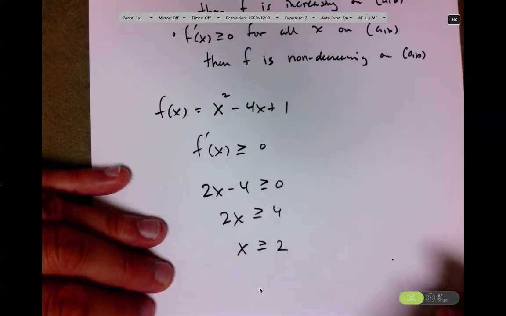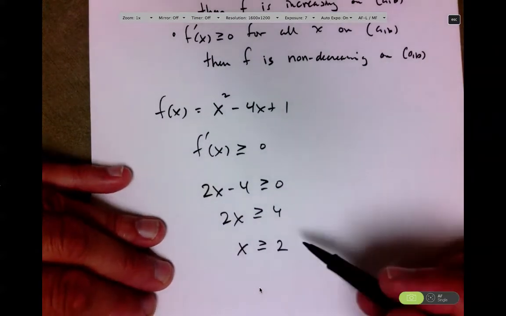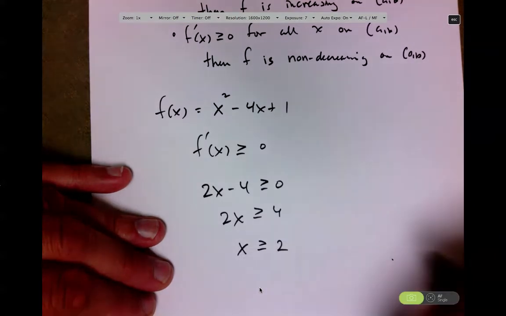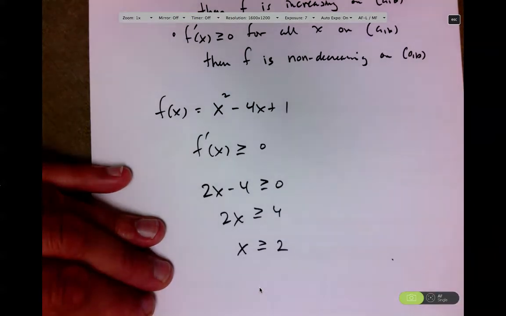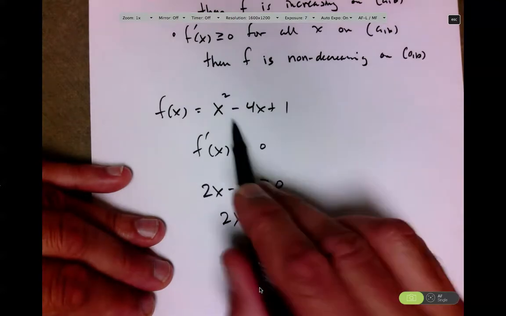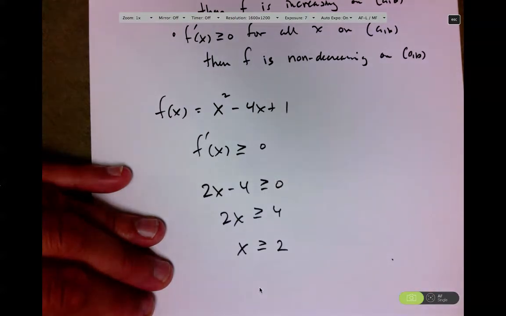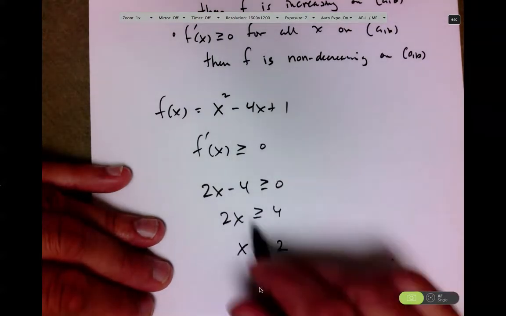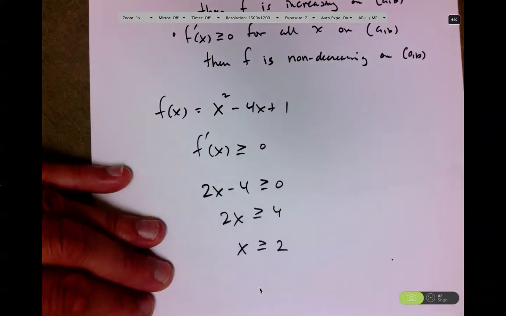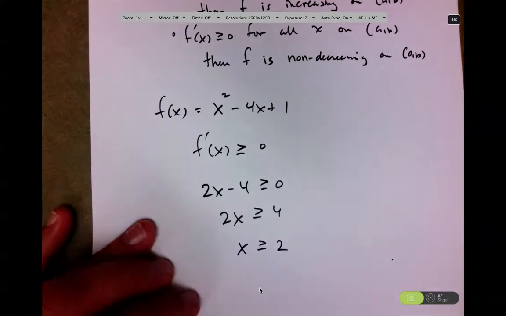So anywhere the value of x is bigger than or equal to 2, this function is going to be increasing. And I think you'd also make the argument that anyplace else, the function is going to be decreasing. So this function is increasing on any interval that is to the right of 2.